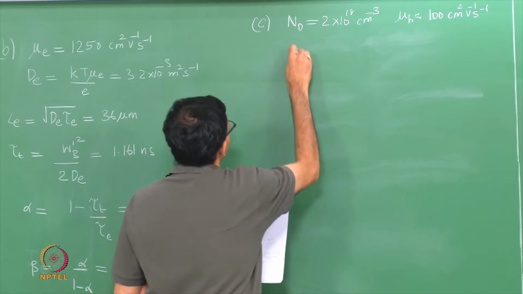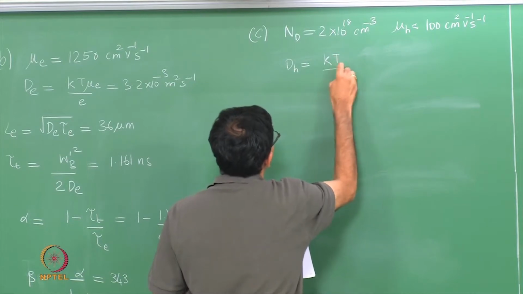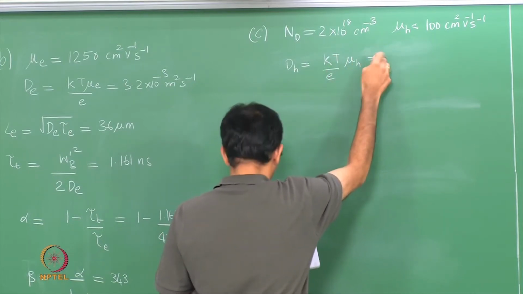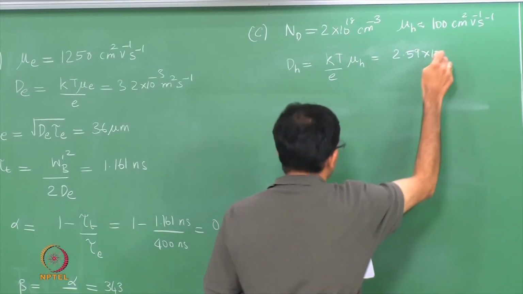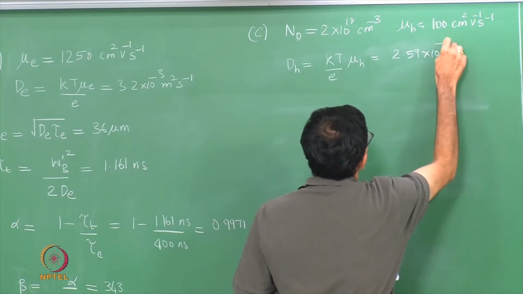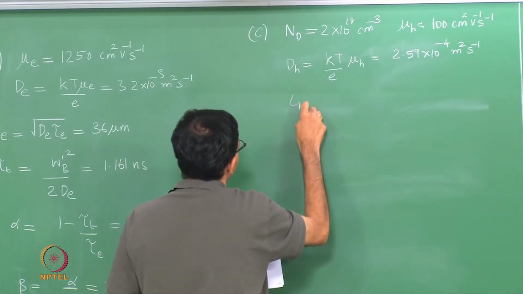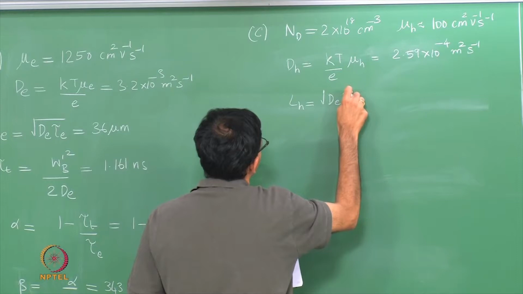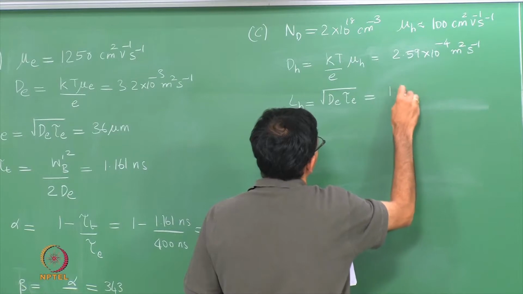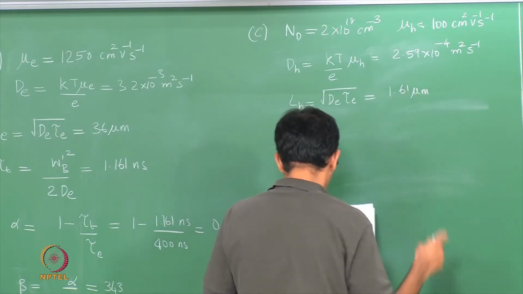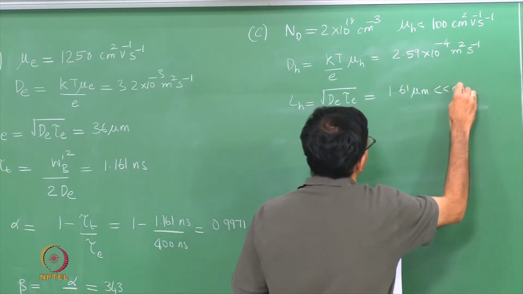So, the first thing to do is to calculate dH. So, dH is kT over e mu h is equal to 2.59 times 10 to the minus 4 meter square per second. So, we can calculate the length. And this length works out to be 1.61 micrometers. So, this is much smaller than the emitter width.